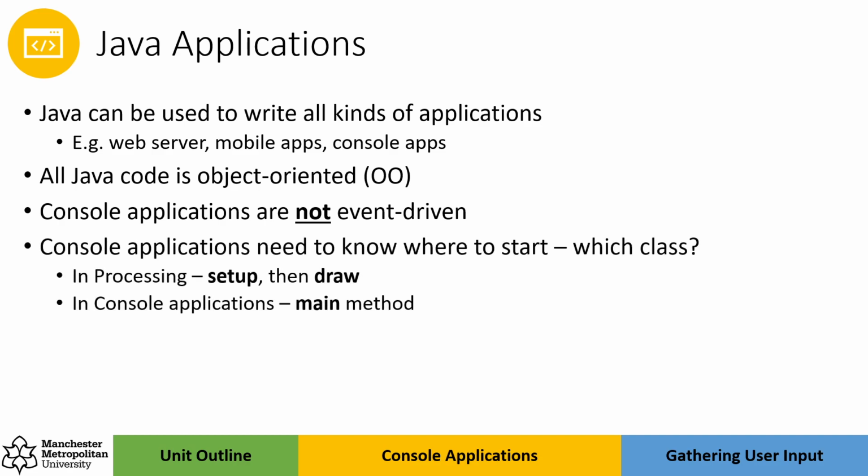Now, console applications, just like Processing applications, need to know where to start, so which class essentially. So in Processing, we know that the execution of the program began in void setup, and then after it finished everything inside setup, it would then go to draw and continuously execute everything inside draw. Whereas in Java, regardless of what IDE you use, everything begins with the main method. So we can think of the main method as being fairly synonymous with void setup in Processing.